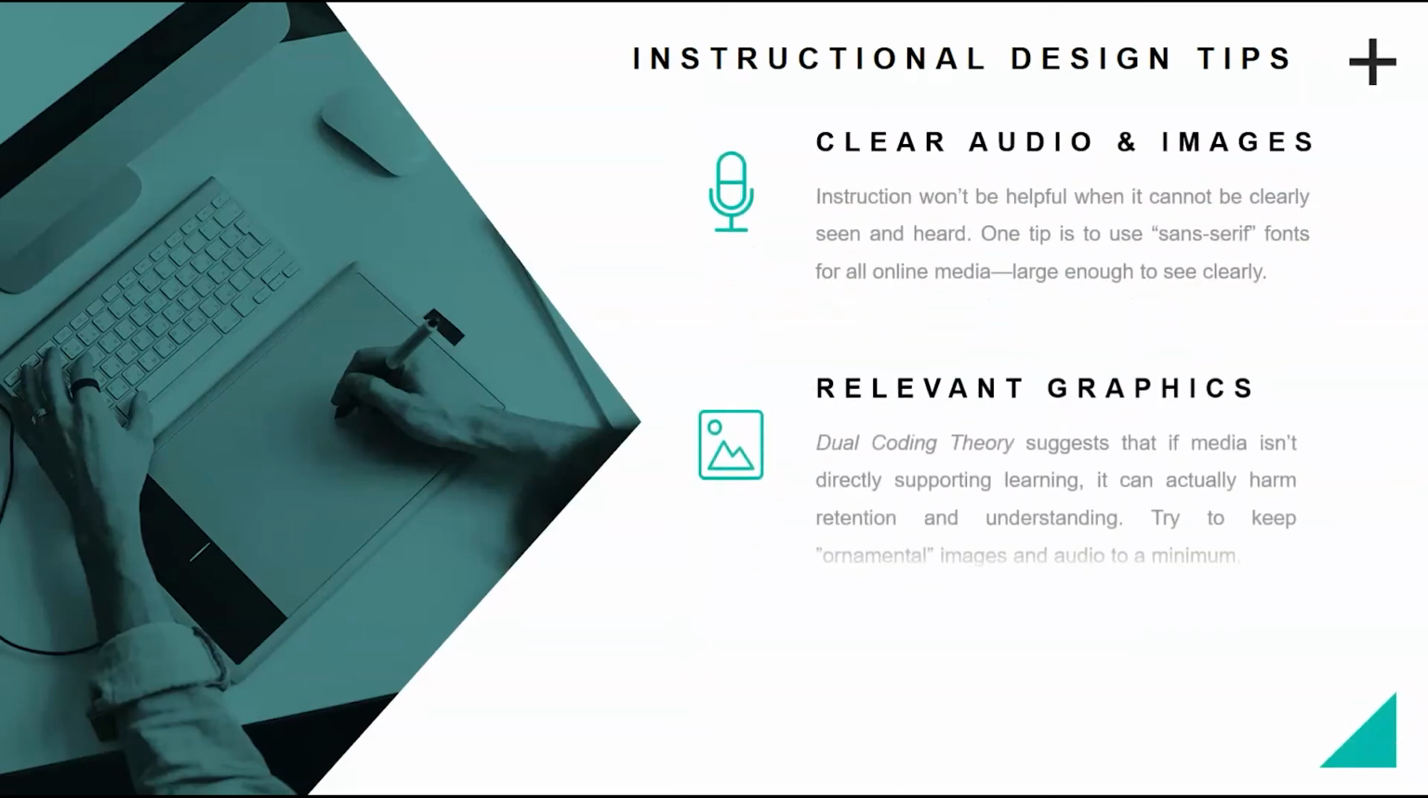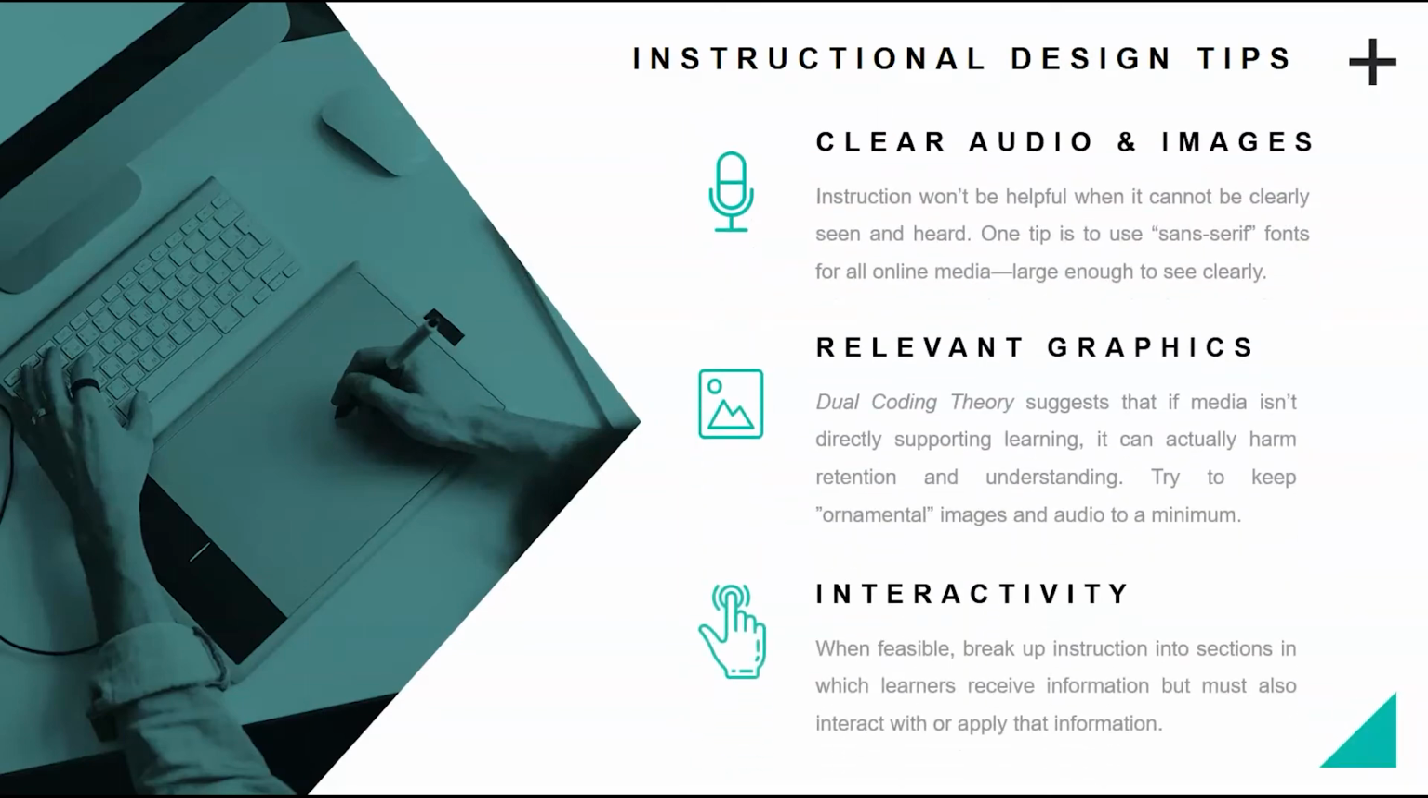Let's also cover a few best practices for online instructional design. First, always use clear audio and images. Instruction won't be helpful when it cannot be clearly seen and heard. One tip is to use sans serif fonts for all online media, large enough to see clearly. Dual coding theory suggests that if media isn't directly supporting learning, it can actually harm retention and understanding. For this reason, try to keep ornamental images and audio to a minimum.